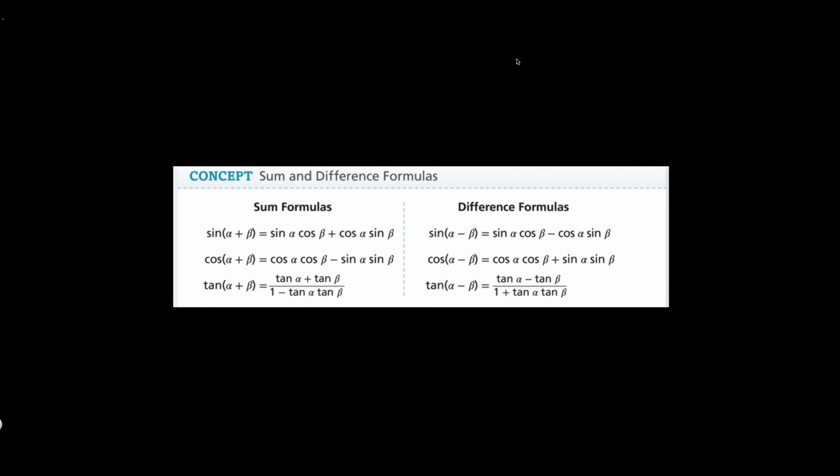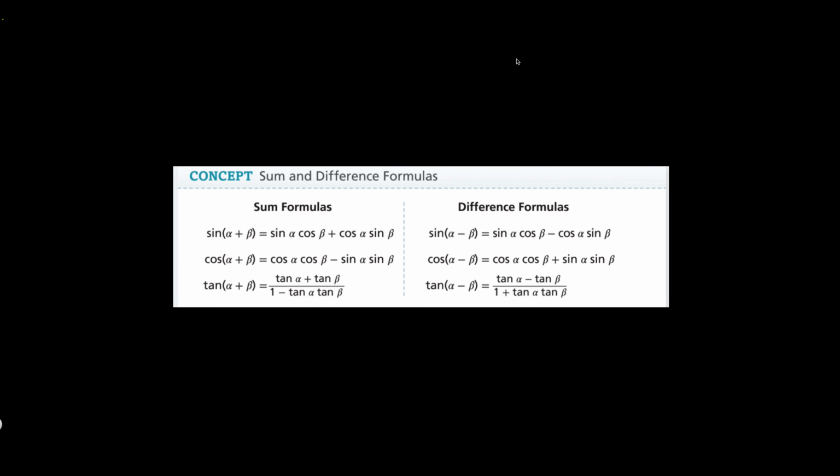In this video, we are going to be looking at the sum and difference formulas for sine, cosine, and tangent. So here are the sum and difference formulas. We're going to do an example after this, but we have sine of alpha plus beta, alpha and beta being Greek letters denoting angles. So we have the sine of alpha plus beta equals sine alpha cosine beta plus cosine alpha sine beta.